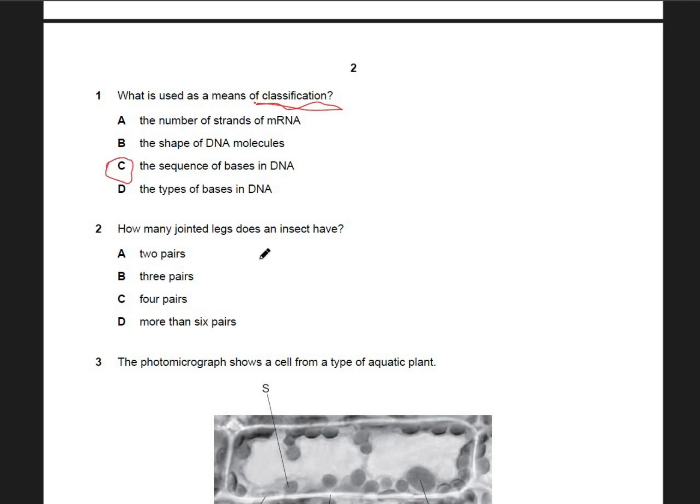Moving towards question number 2, how many jointed legs does an insect have? Insects have 6 legs. So this makes 3 pairs. So option B is the right answer.